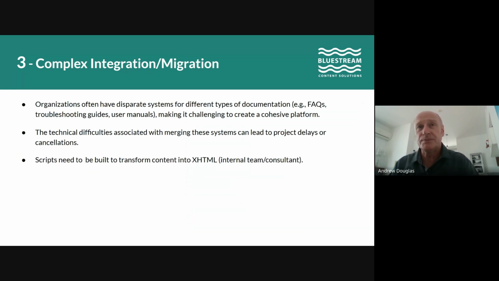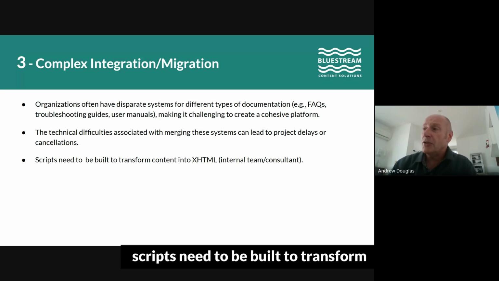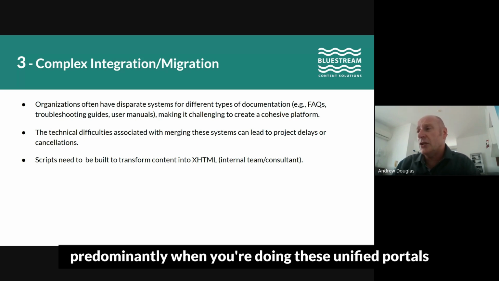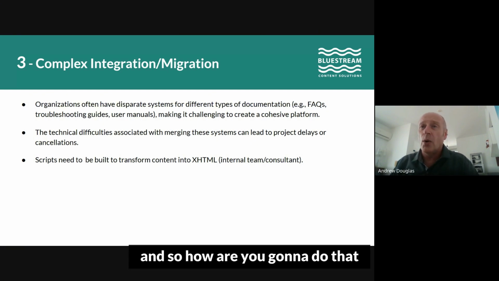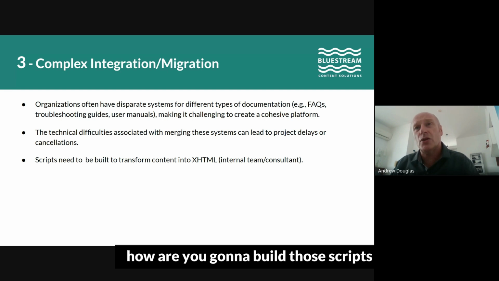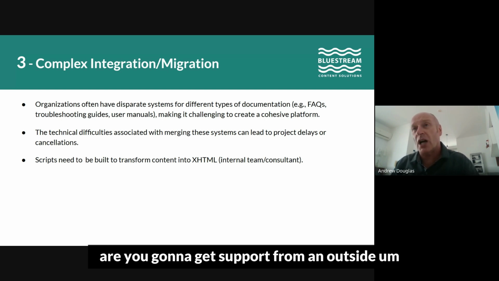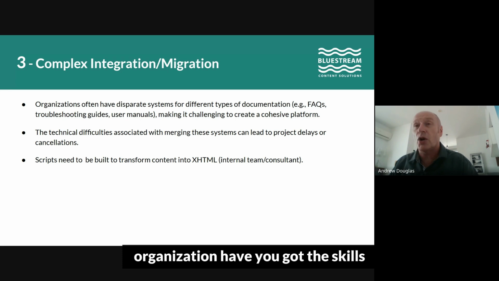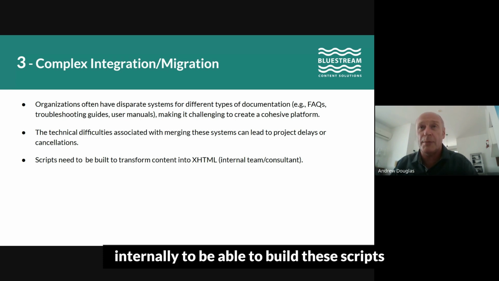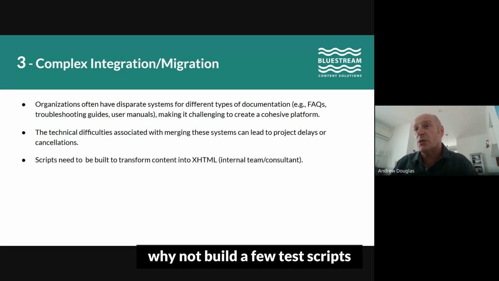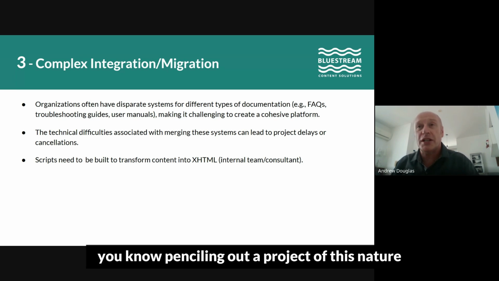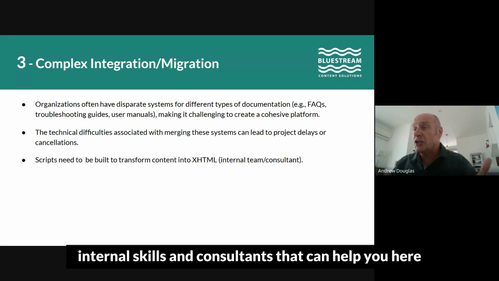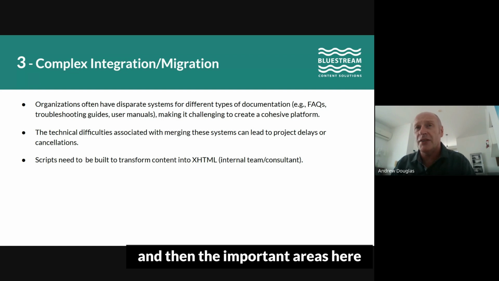Next point, please. Scripts need to be built to transform. Predominantly, when you're doing these unified portals, you're going to be delivering the content in XHTML. So how are you going to do that? How are you going to build those scripts? Are you going to get support from an outside organization? Have you got the skills internally to be able to build these scripts? Why not build a few test scripts when you're penciling out a project of this nature? But know that you've got internal skills and consultants that can help you here. And then the important areas here. Next point, please, Harry.